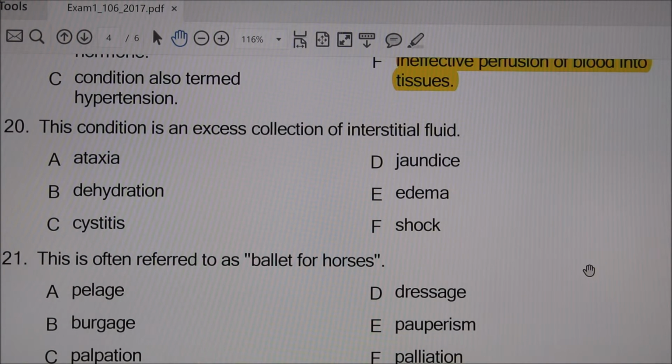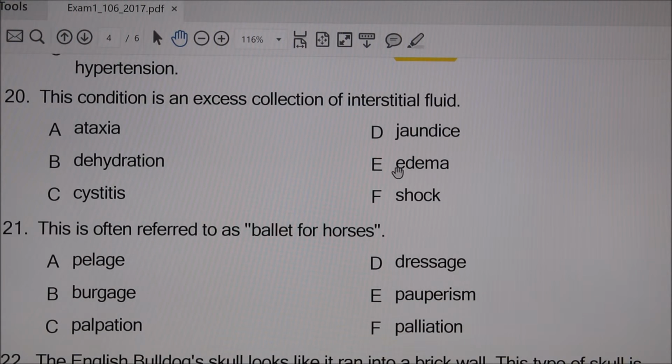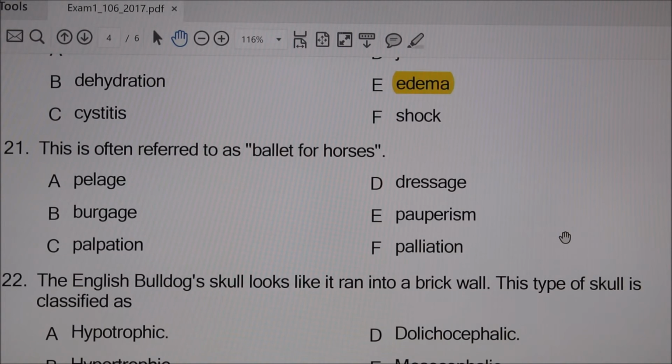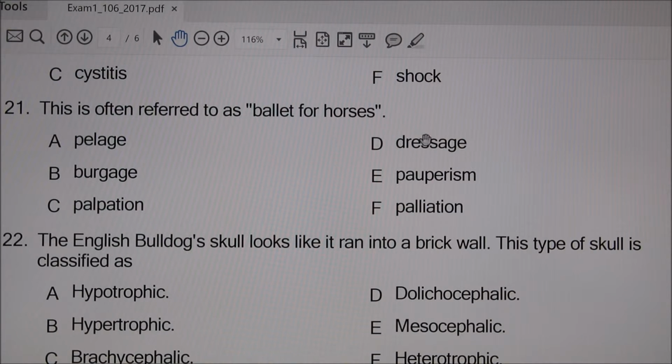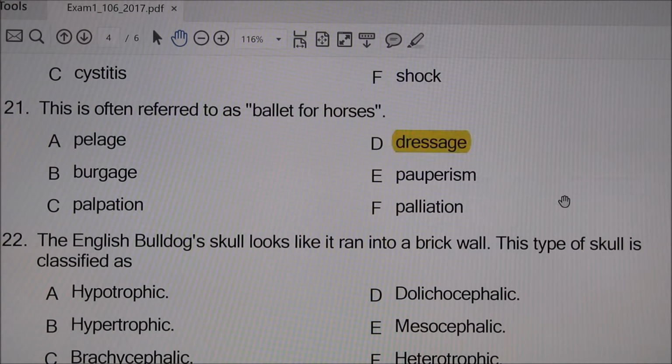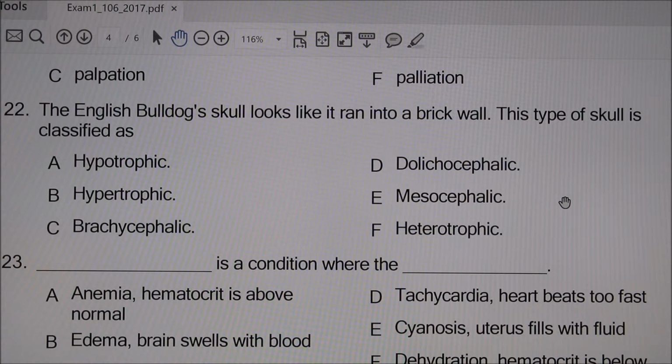Excess collection of interstitial fluid, that's the very definition of edema, wherever that occurs. All those other terms are distractors. Ballet for horses, we had some student present that. Dressage. That would only be found in your class notes.